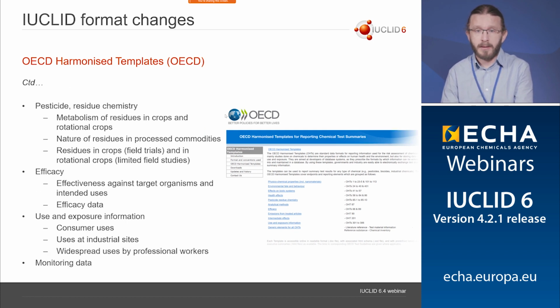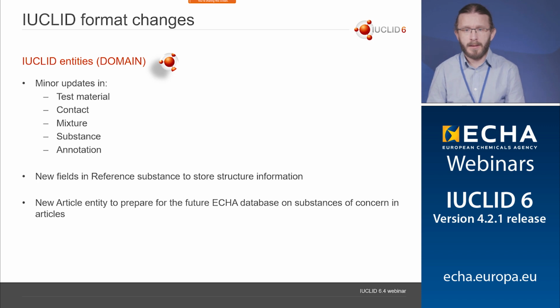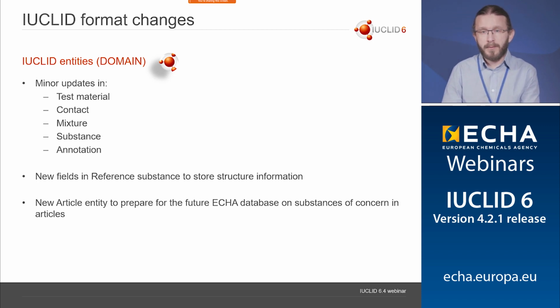I continue also with the remaining harmonized templates. We did some minor updates to harmonized templates storing information on pesticides, for example, the residue chemistry. We slightly adapted the efficacy templates and some use and exposure information, as well as the monitoring data. Another part of the Euclid format that is harmonized consists of all what we call entities, where we store information on test material, contact information, high-level information on mixture, substance, and annotations. And here again, some minor changes were made.